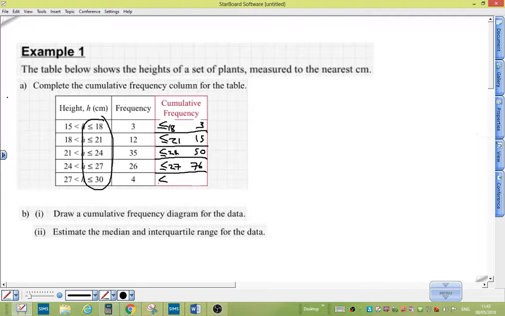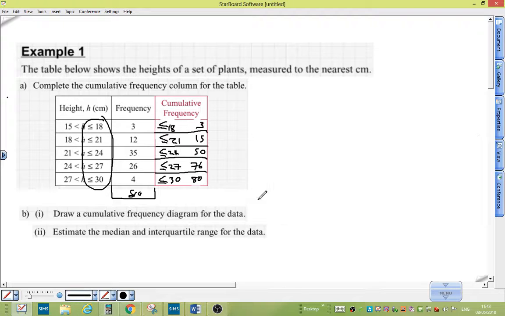And all of the plants that were less than or equal to 30, well, that's all of the plants, so it's another 4, which gives you 80. Okay, and if you add these all up, you can see that we've got 80. And if these two figures don't add up, then you've got a problem, you've done something wrong.